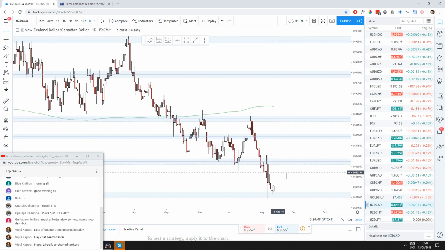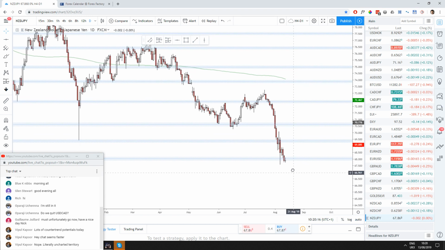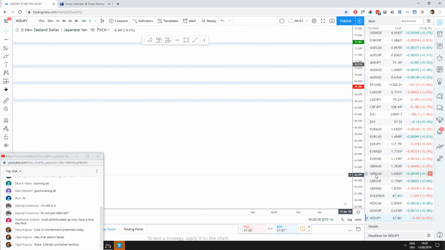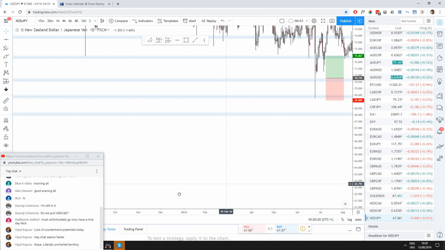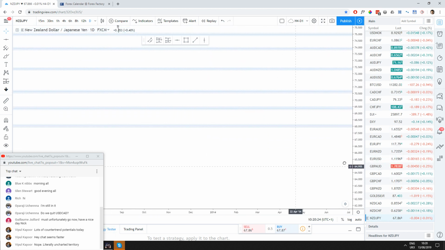Right. There's a potential reversal here, but I really don't like it. I don't think that's a safe trade. New Zealand JPY, this one looks a bit better. Price stalling out on this support area. What's the support area based on? Can't remember.